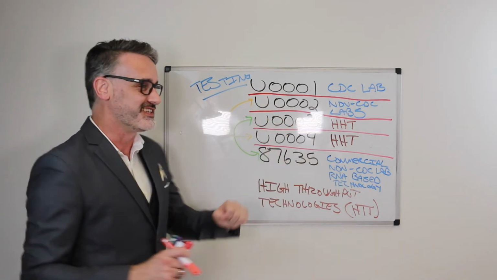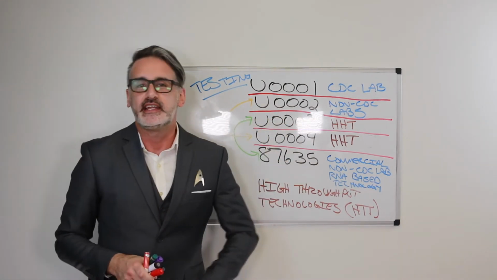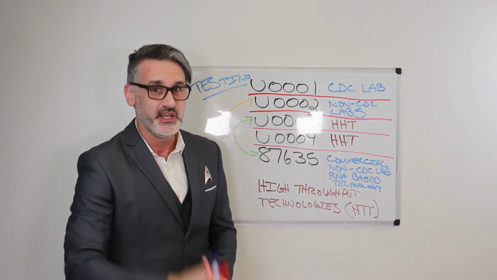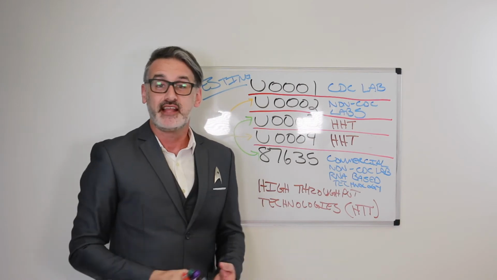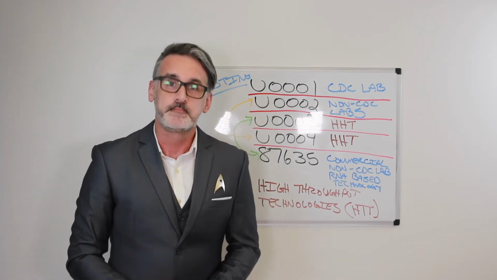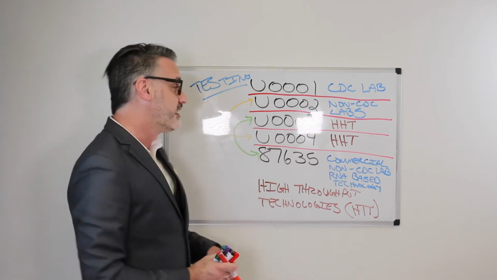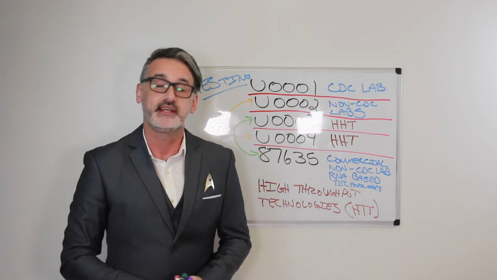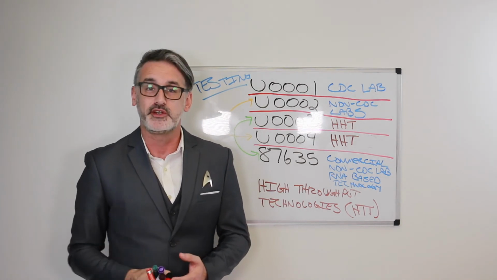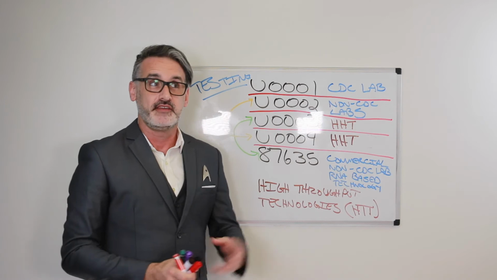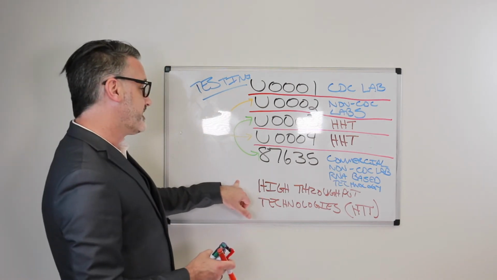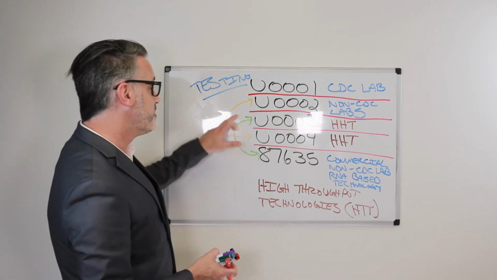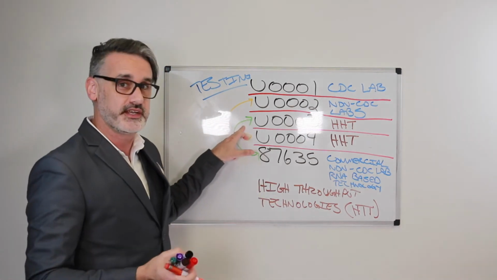So again, just to recap, U0001, and make sure you got all the zeros in there, that is for COVID-19 tests performed in a CDC lab. U0002 is for a non-CDC lab location for the COVID-19 testing. And then the 87635 is for a non-CDC lab based on the RNA form of technology type of testing that's used with commercial insurance carriers. But then if it's high throughput technology, then instead of the 87635 code, we would use the U0003 code.